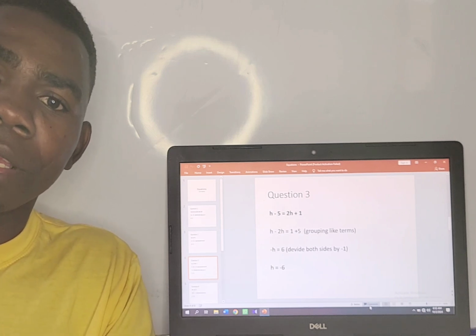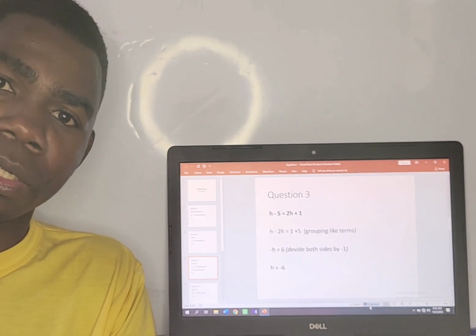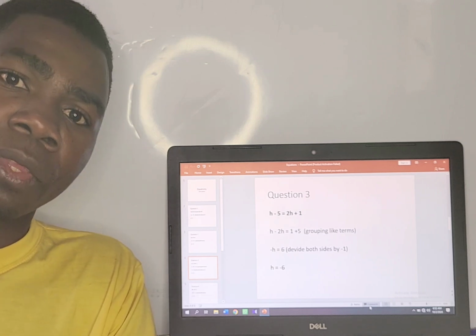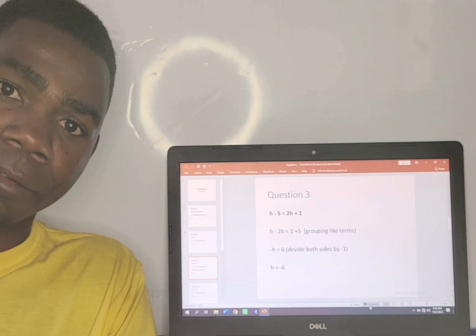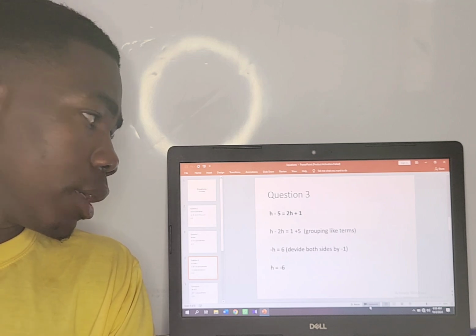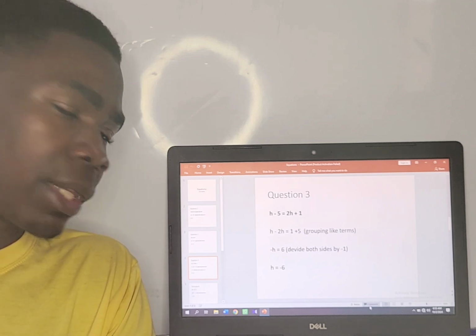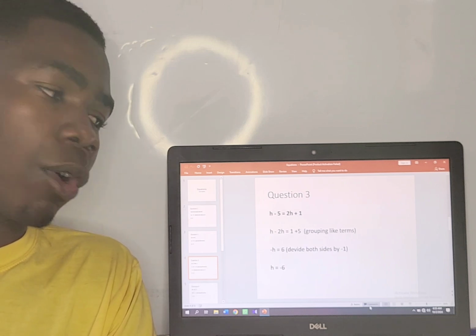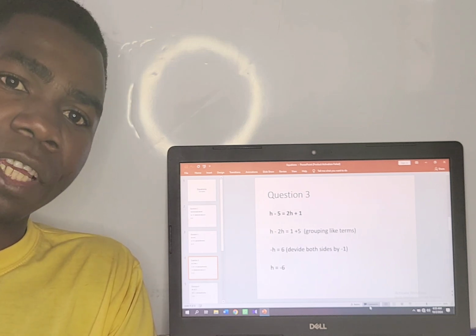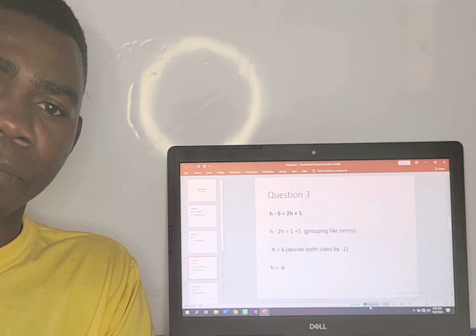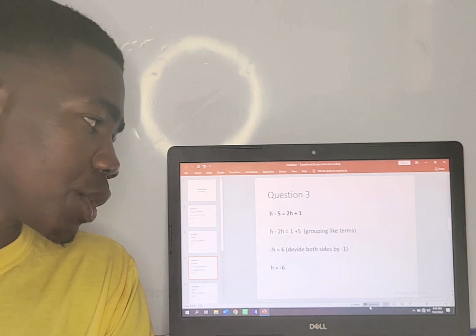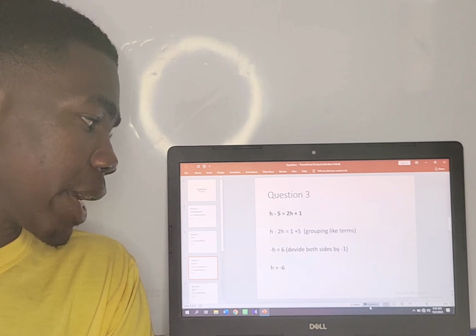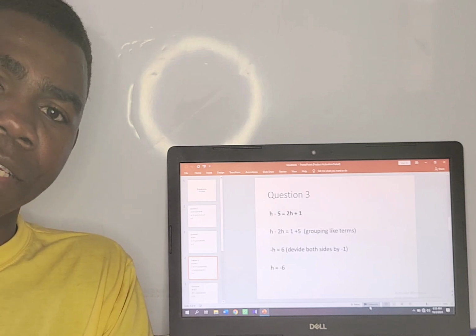But remember, we want to find the value of h, not the value of negative h. So we have to remove this negative. Mathematically, we divide both sides by negative 1, since negative h is similar to negative 1 times h. Therefore, h equals minus 6.